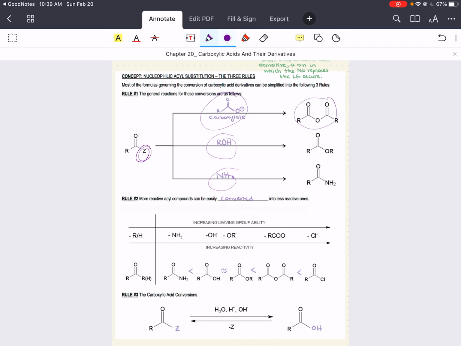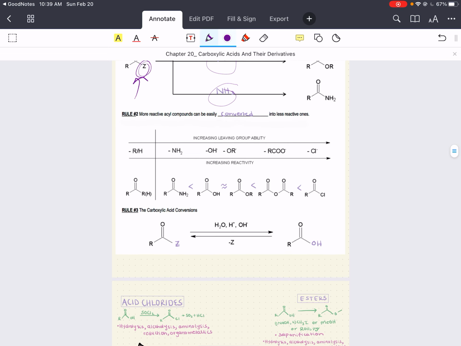All right, you can replace it and you can reform carboxylic acid, or you can form other carboxylic acid derivatives with a starting material that is a carboxylic acid derivative. Now, most reactive acyl compounds can be easily converted into the least reactive ones. For example, acid halides are the most reactive carboxylic acid derivatives. They can be converted into other groups that are less reactive.